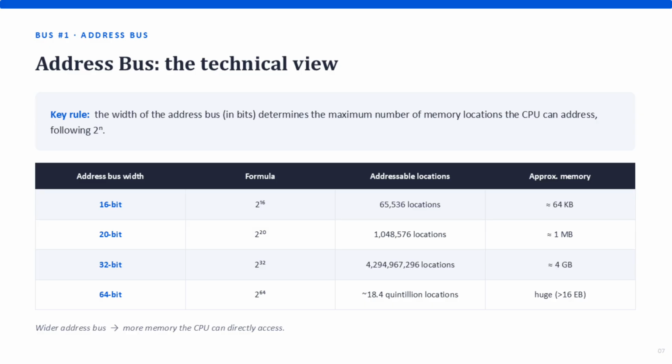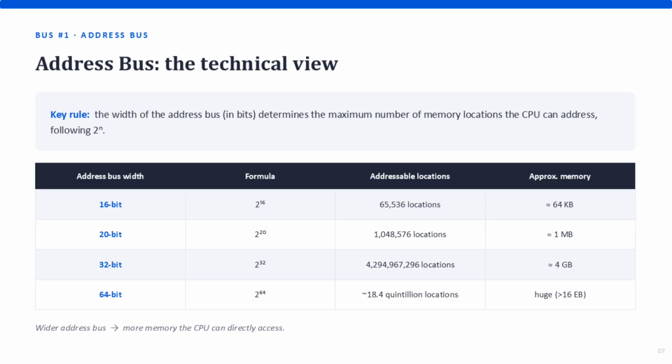Now increase the address bus to 20 bits. The number becomes 2 to the power of 20, which equals 1,048,576 memory locations, or approximately 1 megabyte.